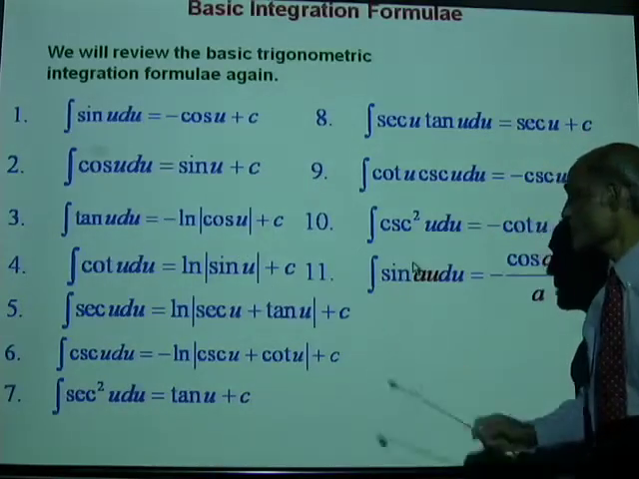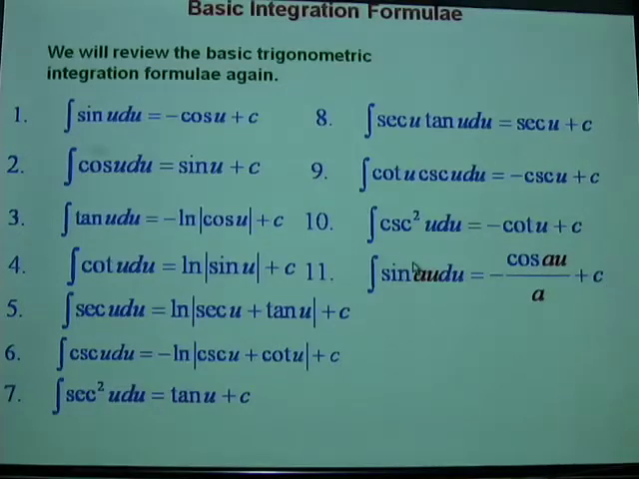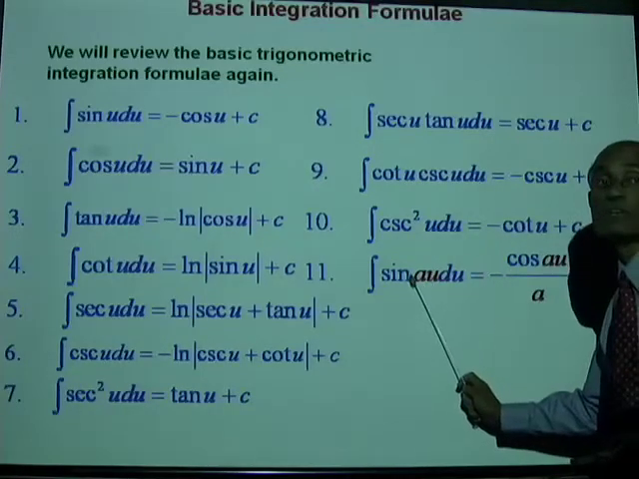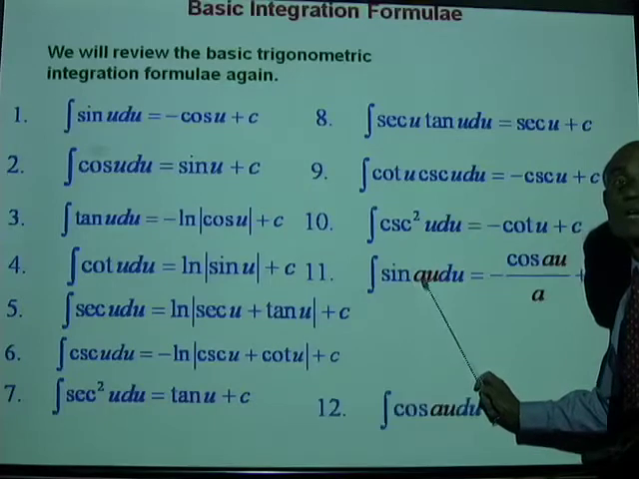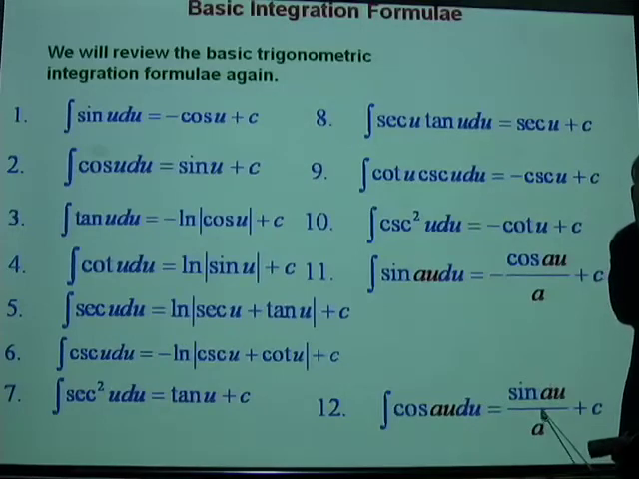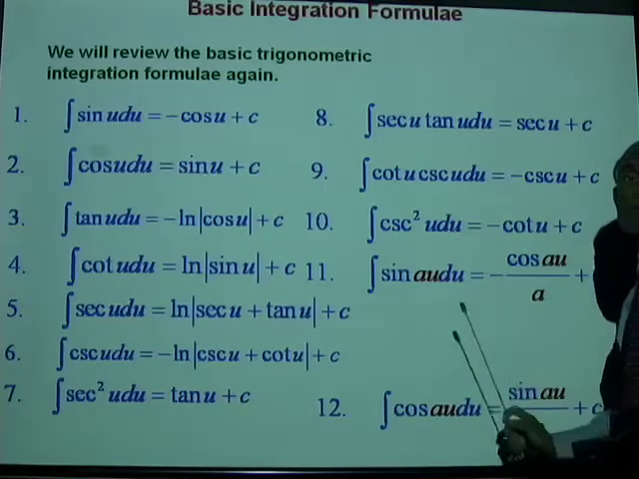And integral sine au du is negative cos au divided by a. We've done that before. Integral cos au du is sine au over a. Very important results.